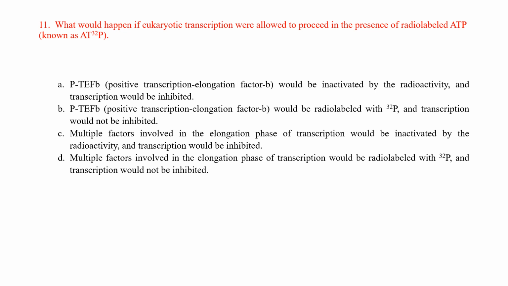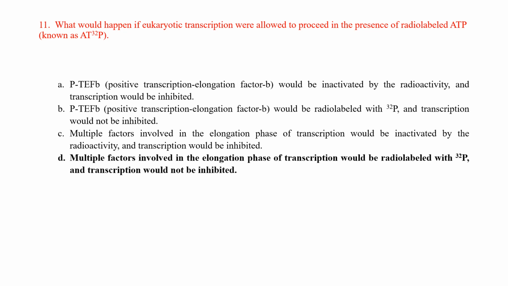Letter C, multiple factors involved in the elongation phase of transcription will be inactivated by the radioactivity and transcription will be inhibited. Or letter D, multiple factors involved in the elongation phase of transcription will be radio-labeled with 32-phosphate and transcription would not be inhibited.